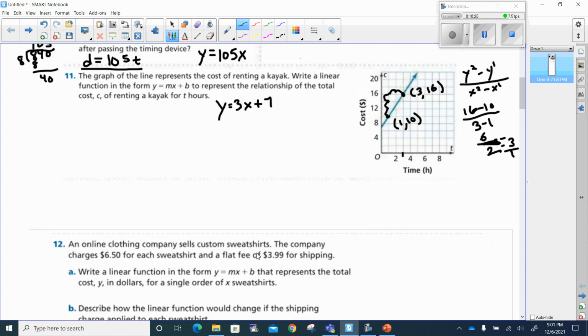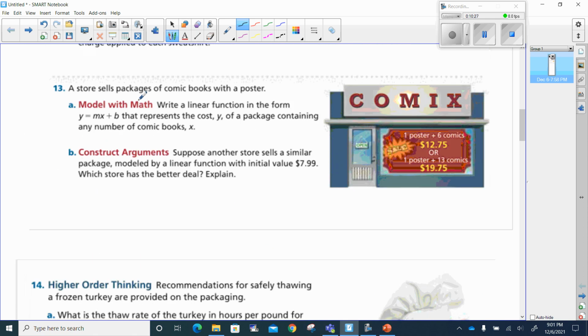All right, let's go to number 13. A store sells packages of comic books with a poster. Write a linear function in the form of y equals mx plus b that represents the cost y of a package containing any number of comic books. Well, it says here 1 poster and 6 comic books is $12.75, or 1 poster and 13 comic books is $19.75. Wow. Okay.